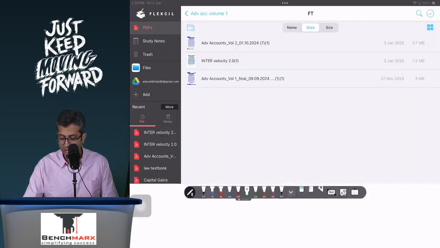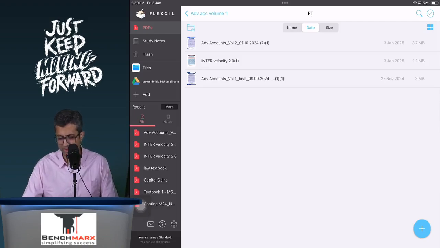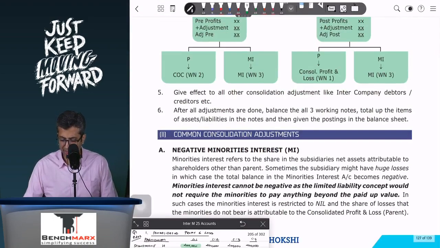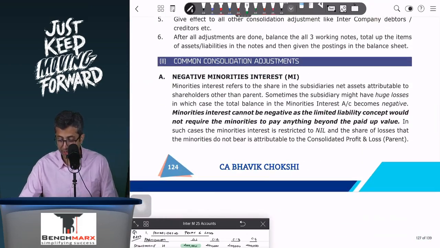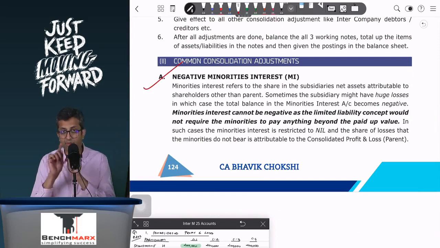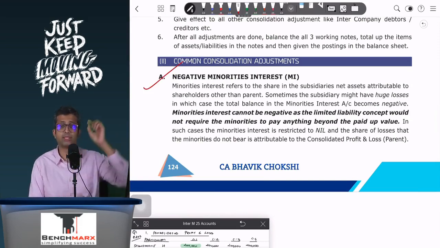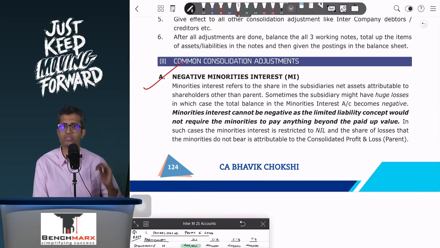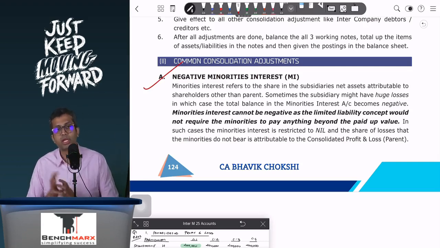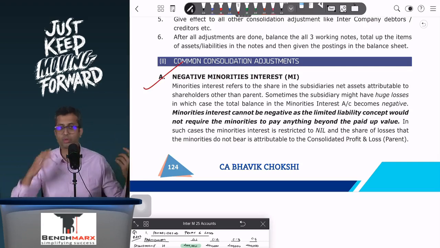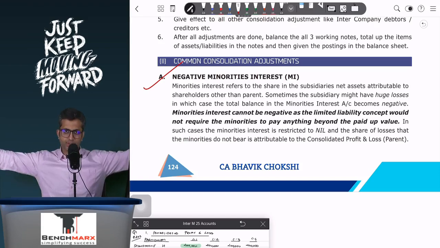Okay. Now if you look at a few special cases, one by one, if you look at common adjustments, first there is negative minorities interest. Like we did in case B, where you had your share of the losses. 19,500 was the minority, out of which you subtracted 1,500 and hence you came down to 18,000. However, did your minorities become negative? No. Can your minorities become negative? Well, yes, provided there's a huge loss.